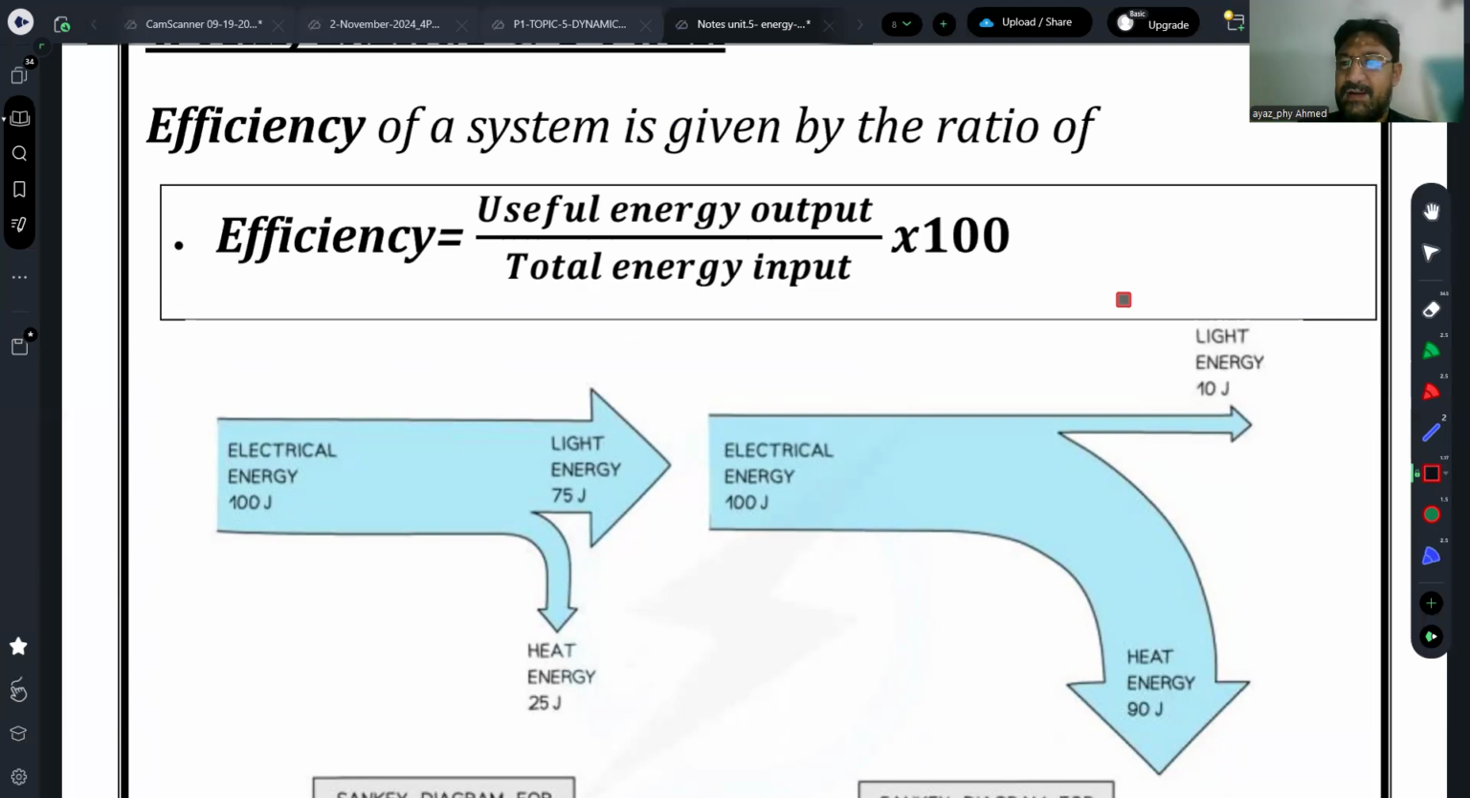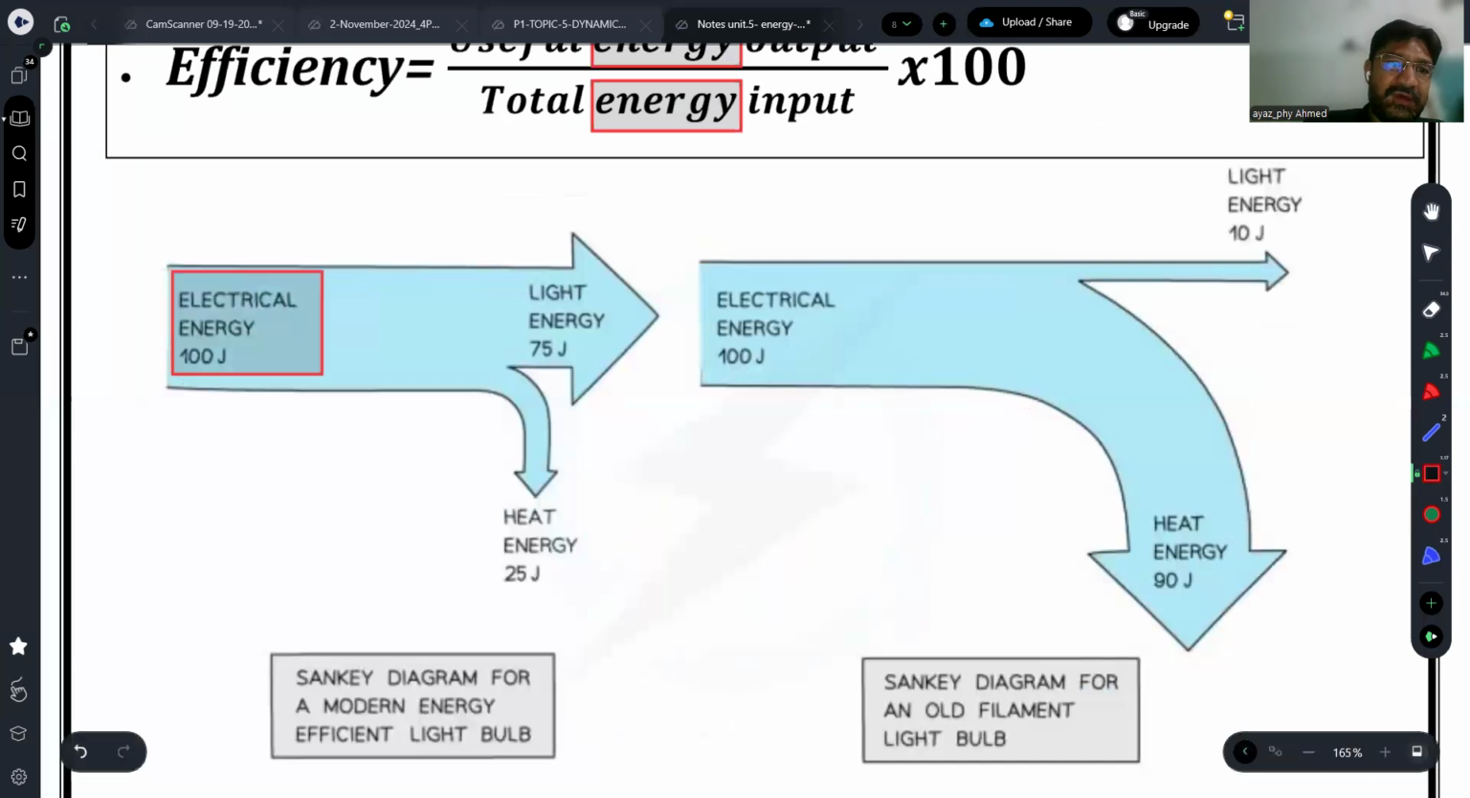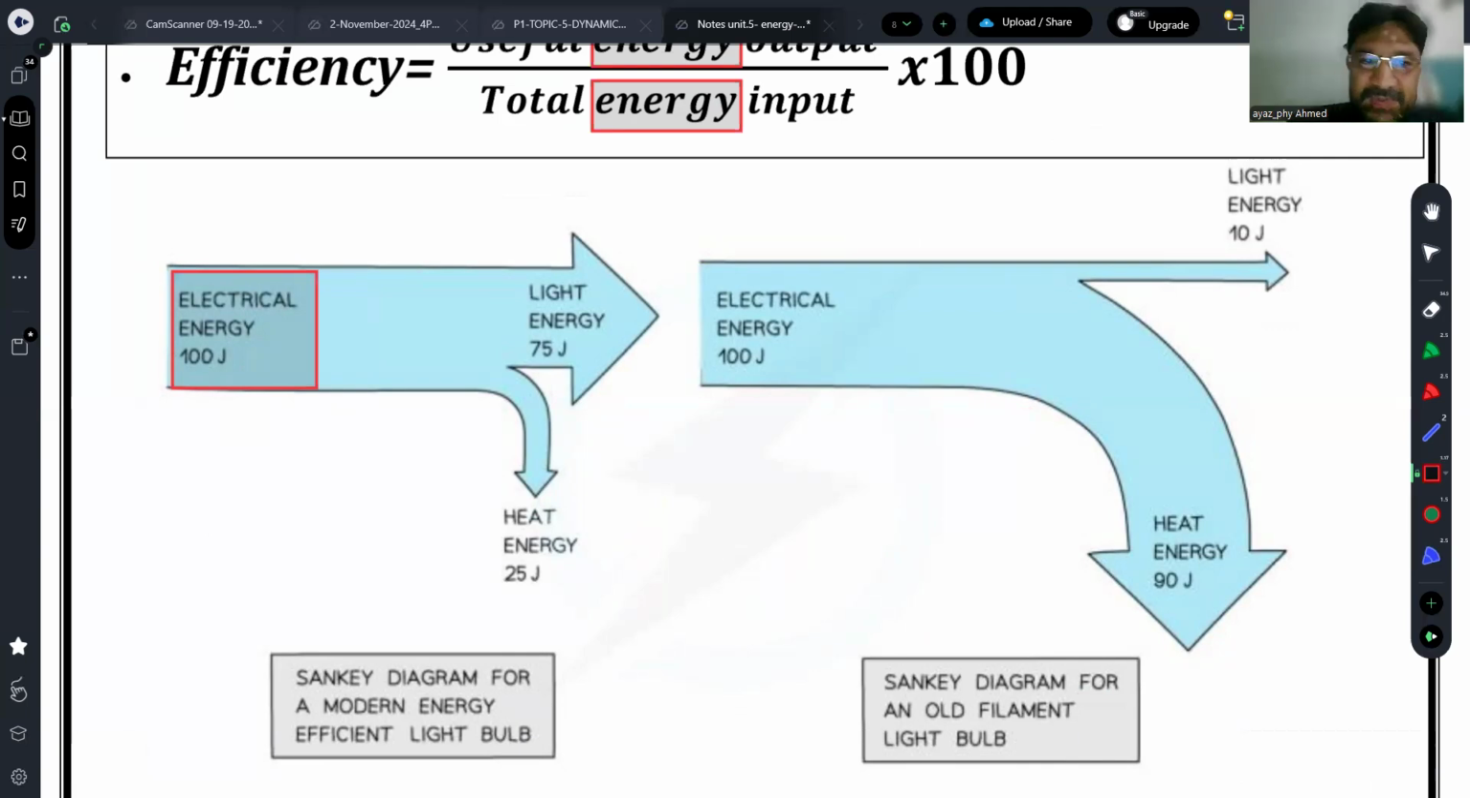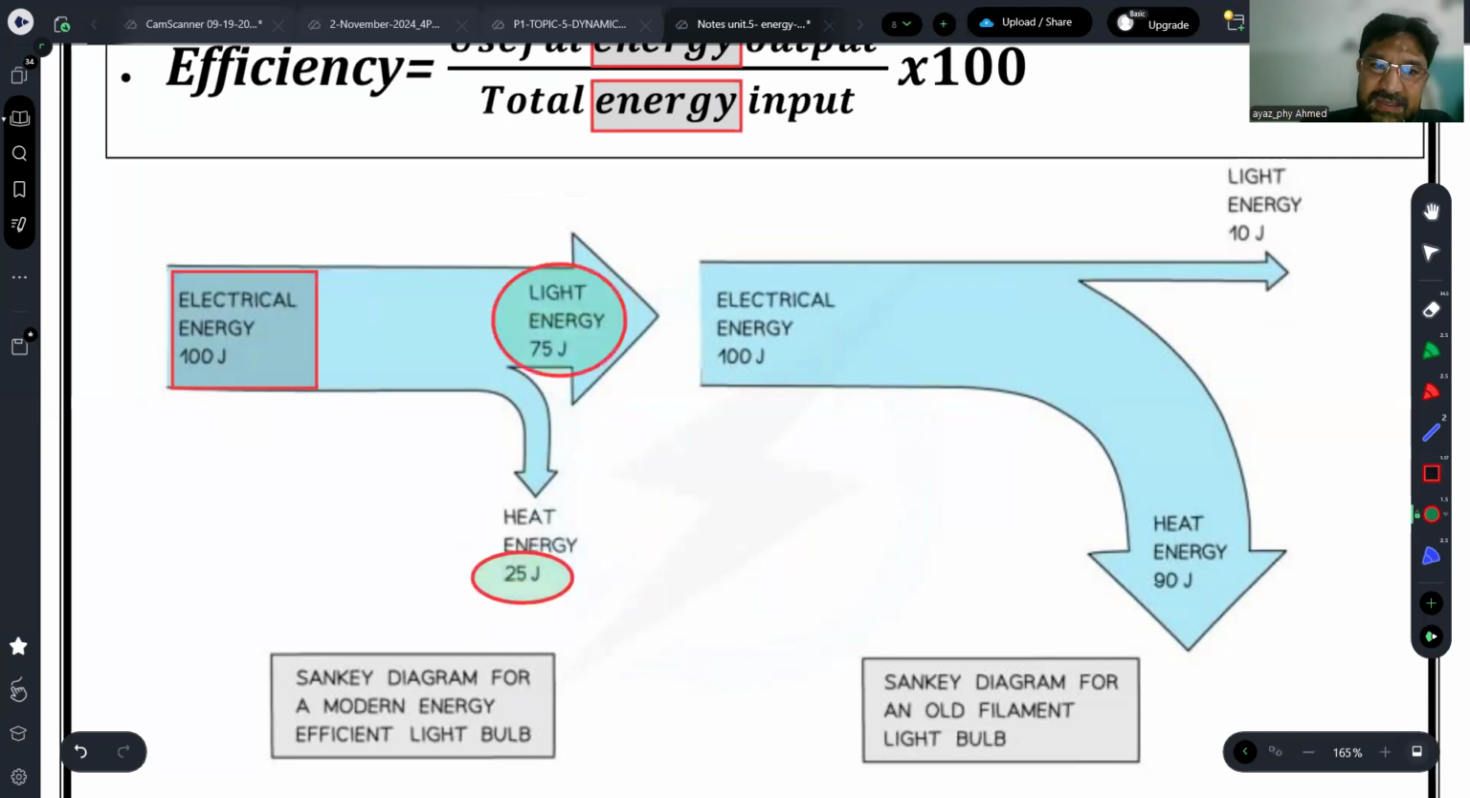When we are using that one, I am emphasizing this word, energy. If you are using power, then you will use power in both cases. If you are using energy, you will use energy in both cases. So here are those snaky diagrams of the energy. In this system, the total electrical energy provided to the system is 100 joules, but that is some sort of bulb that utilizes 25 joules of energy as heat, and 75 joules of energy is used as the output energy.